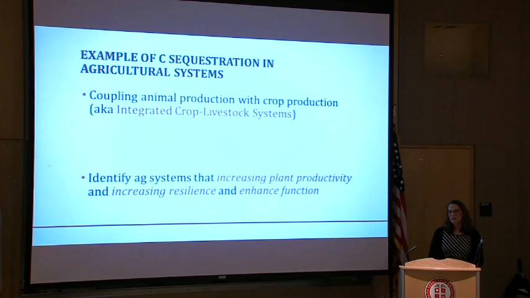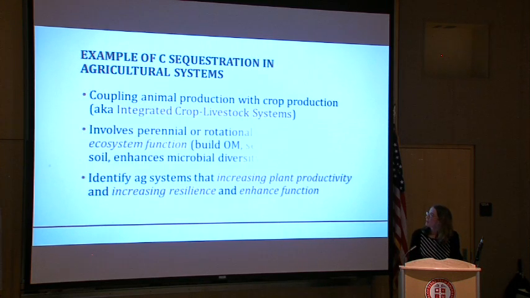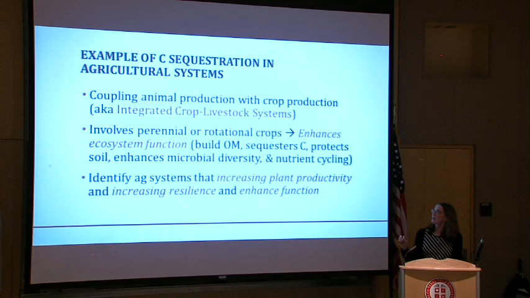A lot of the previous research by scientists in our department had shown that these systems reduce the amount of water as well as the amount of fertilizers that are input, while at the same time they're maintaining a profitable plant and animal productivity. And so these ICLs, or integrated crop livestock systems, incorporate perennial or rotational crops.